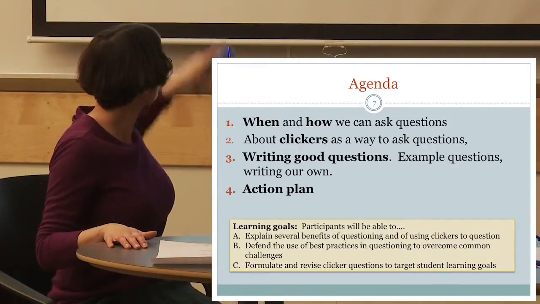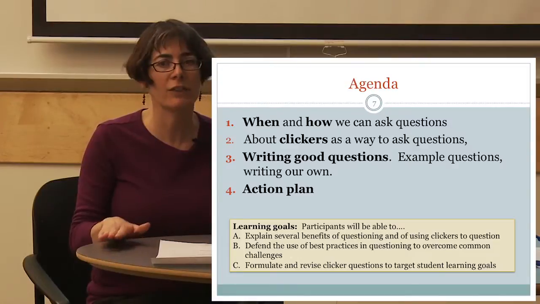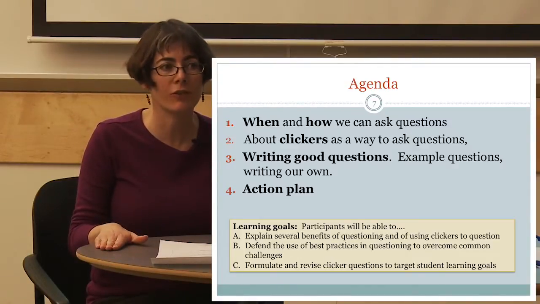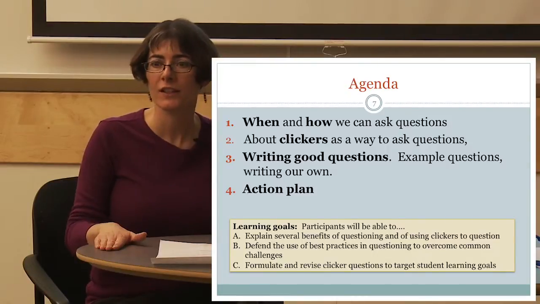And I've got learning goals for you at the bottom of the page. I always like starting a workshop or a class or anything with what my goals are for the people in that learning experience, because that helps me target the questions I ask to help achieve those goals. So that's something to think about for your own life. What goals might clickers be used to achieve?